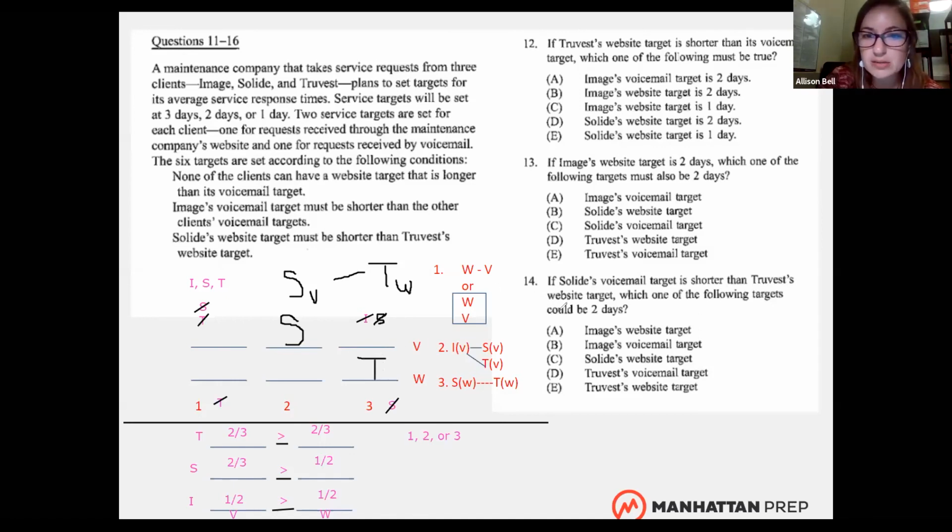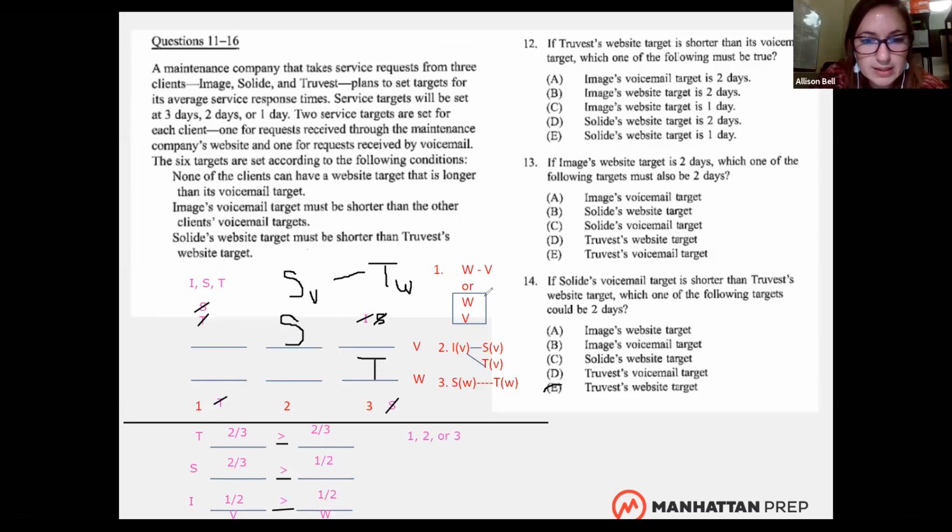Let me recheck the question and see if I can eliminate anything yet. So what could be 2 days? I've placed S's voicemail and T's website, I know T's website is not going to be 2 days, so I'm going to cross that off. But I'm not quite there yet, so let me see what else I can do.